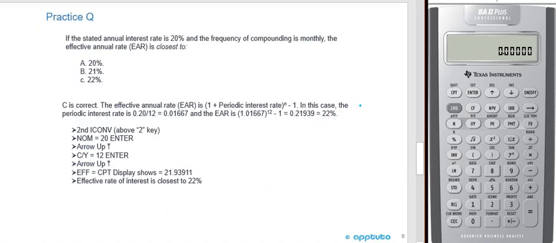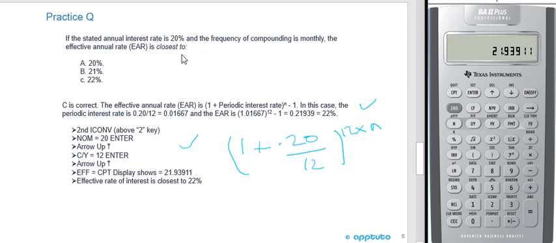Okay, the correct answer is C. So we could do this using the algebra, or we can do it using the calculator, and I'll show you both ways. So remember, to calculate the effective rate, it would be 1 plus 0.20, it's 20%, divided by 12, and then to the mn, so it's 12 because it's monthly, times the n because it's just for 1 year. So let's just do it on the calculator. That would be 0.2 divided by 12 plus 1, y to the x, 12, minus 1 times 100, and I get 21.939.